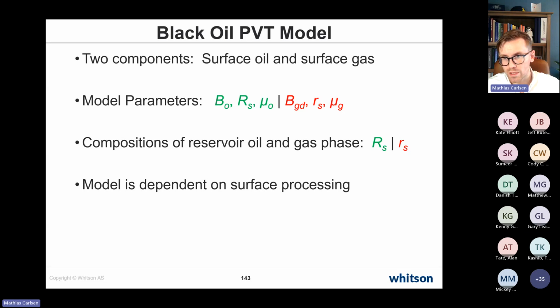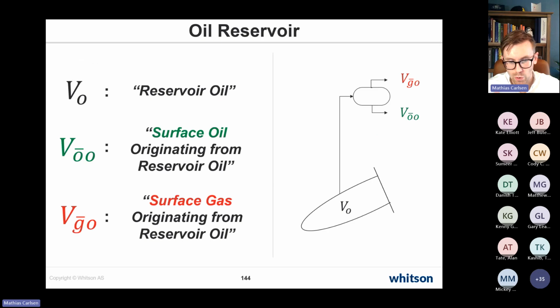So we were at the black oil PVT model, and to understand what a black oil PVT model is, we need to define what's a reservoir oil and what's a surface oil and gas, etc. So when it comes to a reservoir oil, we use SPE nomenclature. So reservoir oil, then we have V_O, and if it's surface oil originating from reservoir oil, we denote that as V_O hat O, and if it's surface gas originating from the reservoir oil, we denote that as V_G hat O.